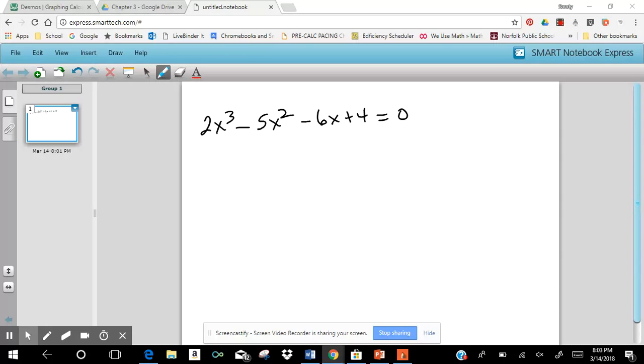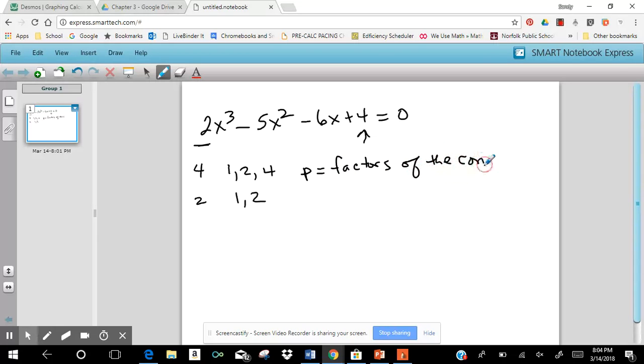So according to the rational zero theorem, we take the factors of the constant, and the constant here is 4. And so the factors of 4 are 1, 2, and 4. Then I'm going to take the factors of the leading coefficient here, which is 2. So the factors of 2 are 1 and 2. So this here, the 4, represents the p, which is the factors of the constant. And the 2 represents the q, which is the factors of the leading coefficient.